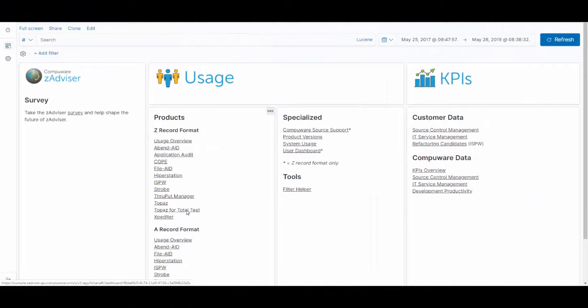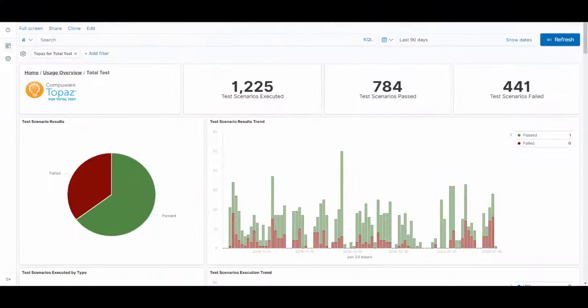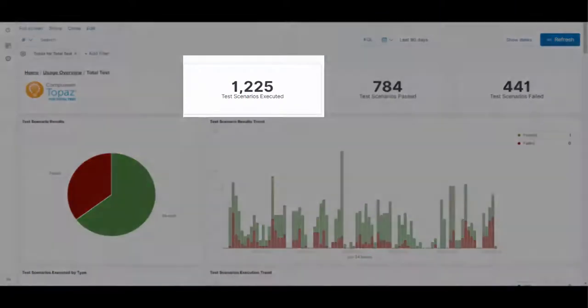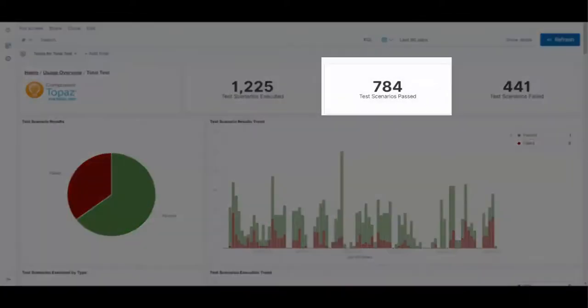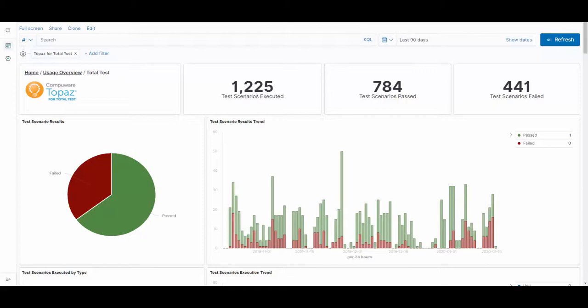The final dashboard we'll look at helps us understand our test cases and helps us to shorten both the development time number and the QA testing time number. I'll select the Topaz for Total Test dashboard from the usage area of our main menu. Here, we can see in the last 90 days, Compuware has executed 1,225 test scenarios with 784 passing and 441 failing. These test scenarios include both developer-executed tests and automated tests that are part of our nightly testing.